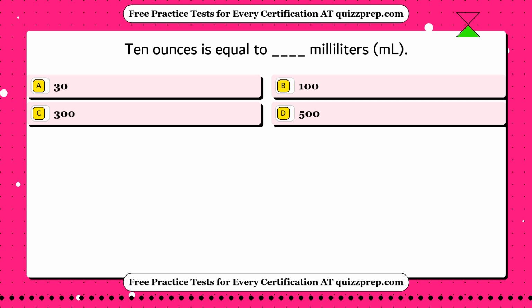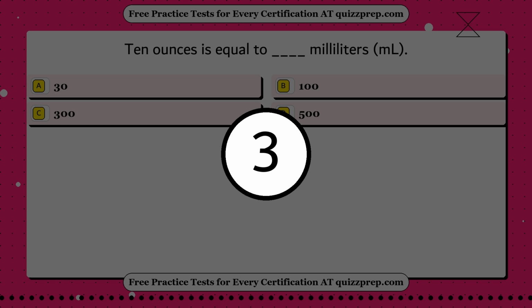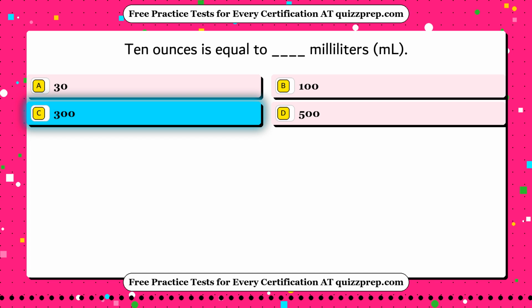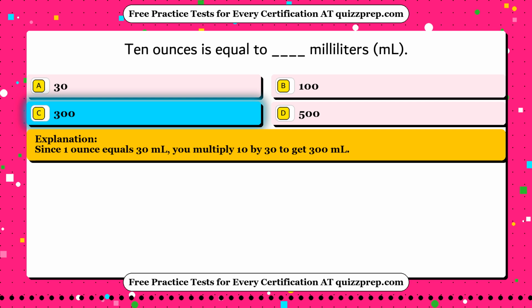Question 96. 10 ounces is equal to blank milliliters, ml. Option A 30, option B 100, option C 300, option D 500. The correct answer is option C, 300. Since 1 ounce equals 30 ml, you multiply 10 by 30 to get 300 ml.